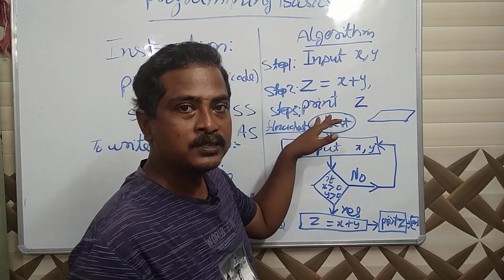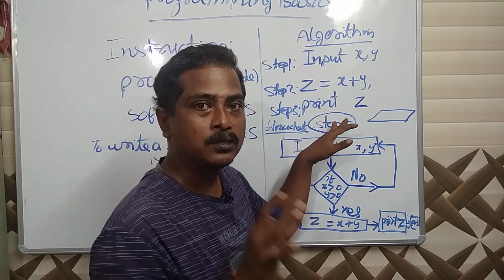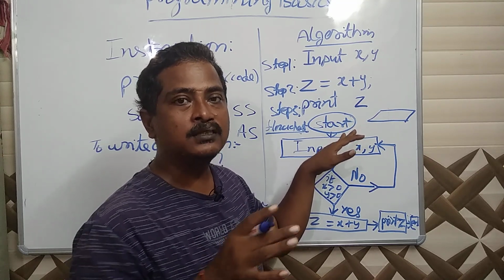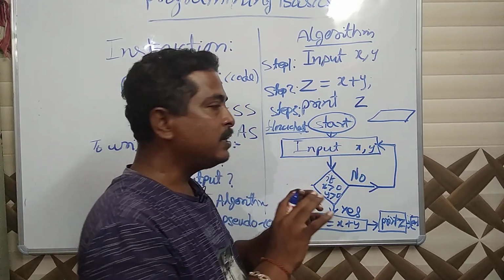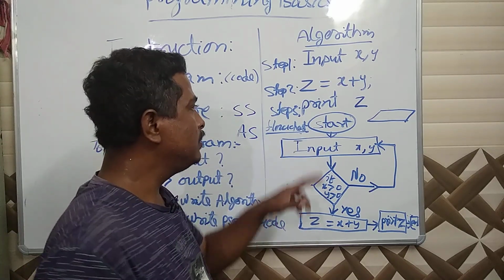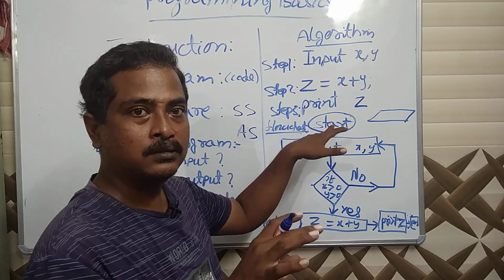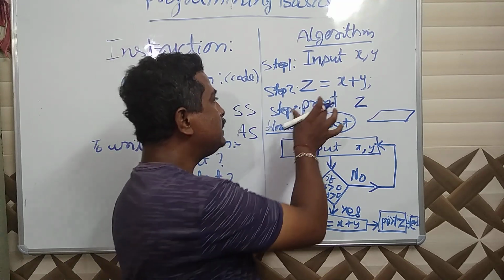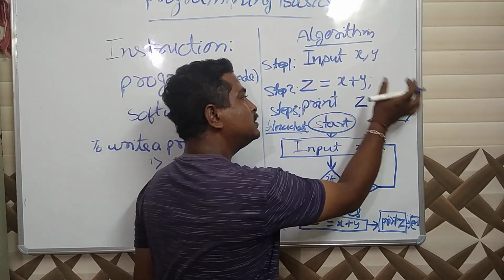In case of C++, you will write cout. In case of Java, System.out.println. So for different languages, different formats are there. In that format, you have to write the print instruction. Okay. So it is algorithm, then pseudocode.